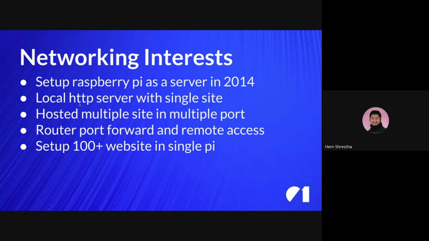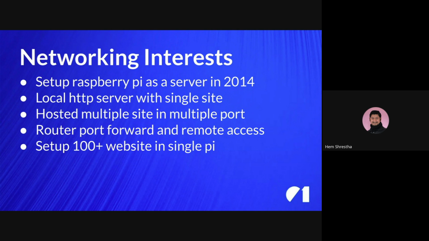Within Raspberry Pi, multiple projects can be done, but I'm coming here only from a networking interest. I set up a local HTTP server with a single site. Then within the network I was able to host multiple sites on multiple ports. Apache was hosted on port 80, my chat server was hosted on port 3000, and a Python server was hosted on other ports. I was able to host multiple ports.